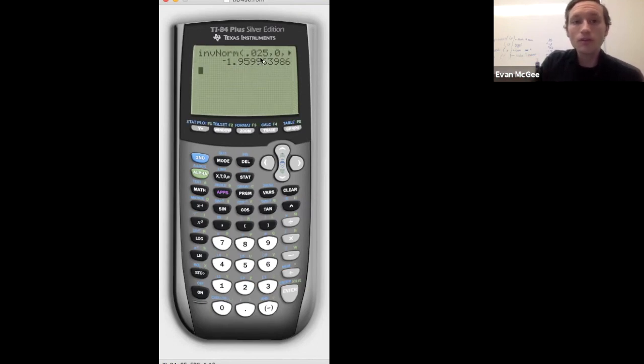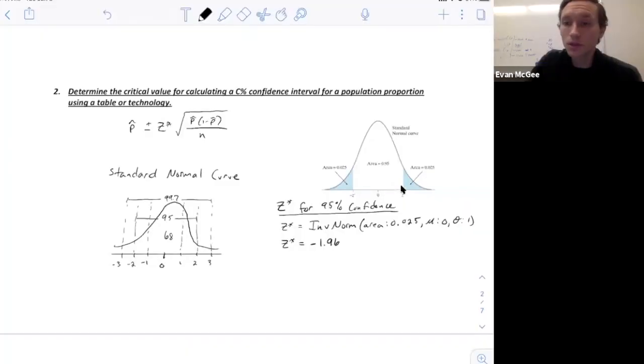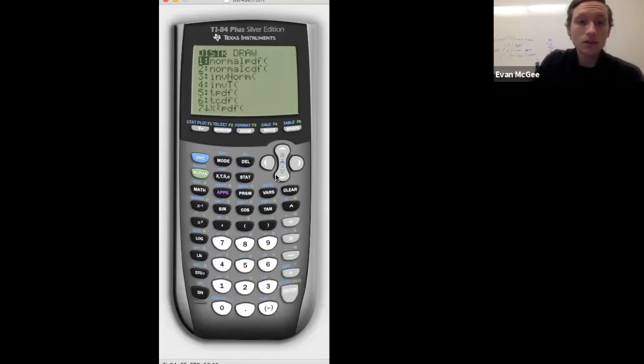Another way to find this is, instead of doing 0.025, you can use the central 95% plus this first 2.5% to get the positive. And so you could put in the 97.5th percentile and it will give you the same value, just positive. So let me show you that real quick. Again, second vars, inverse norm. Now we're going to find the 97.5th percentile.